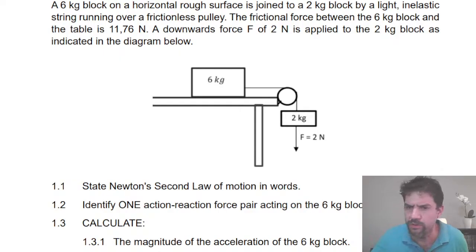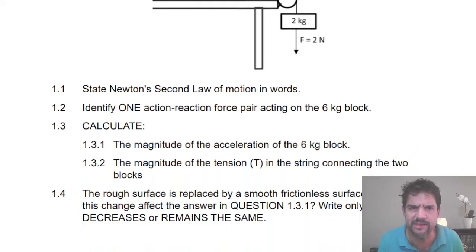Question 1.2. Now we're speaking about Newton's third law. Identify one action-reaction pair, and this one brings a lot of mistakes in the exams. Identify one action-reaction pair or force pair acting on the 6 kilogram block. Let's have a look at that one.